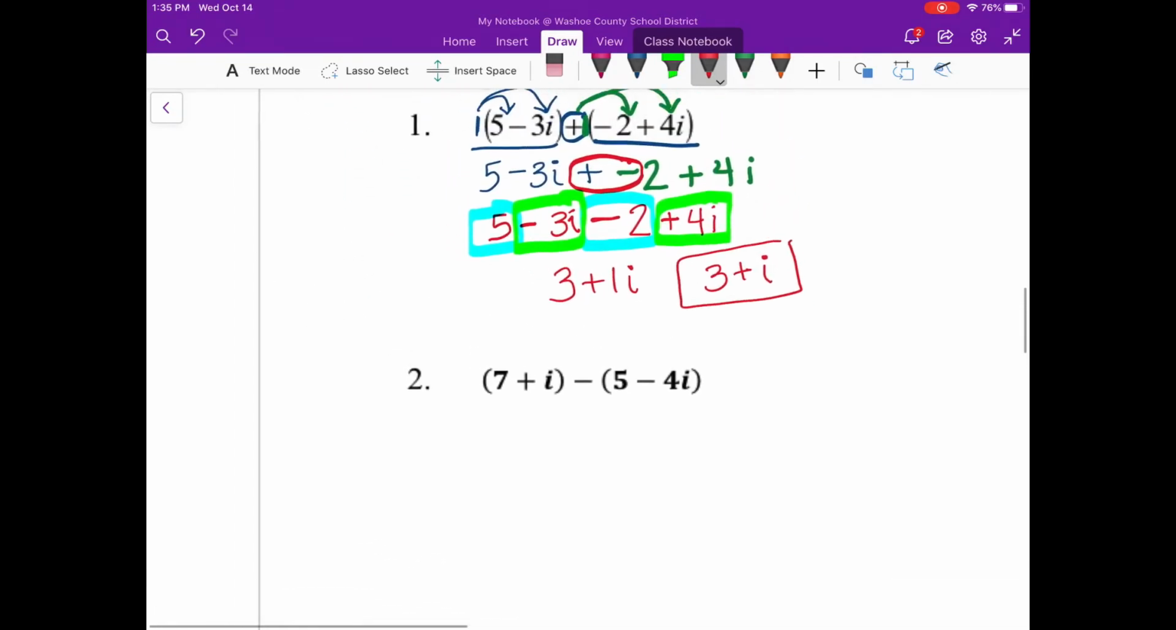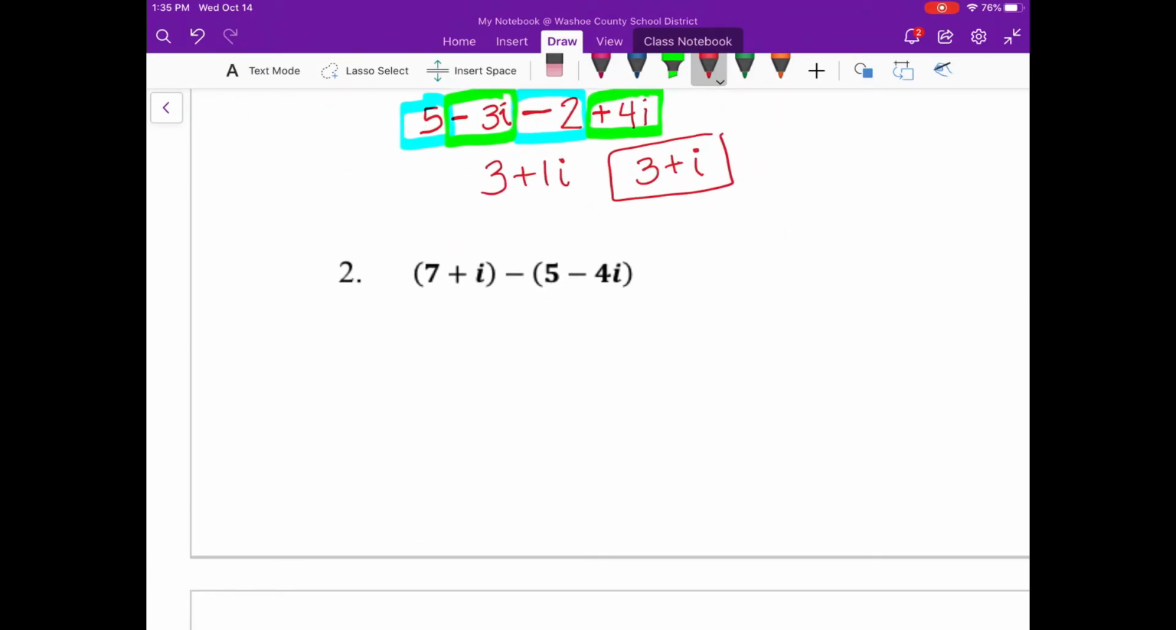All right, for the next problem, it's a similar concept. We just have a minus in front of the binomial. So here we have an imaginary 1 that when we distribute, it's going to give me the same thing, 7 plus i. And then here I'm technically distributing that negative. So negative times the 5 becomes a negative 5. Negative times a negative is going to become a positive, and that's a 4i.